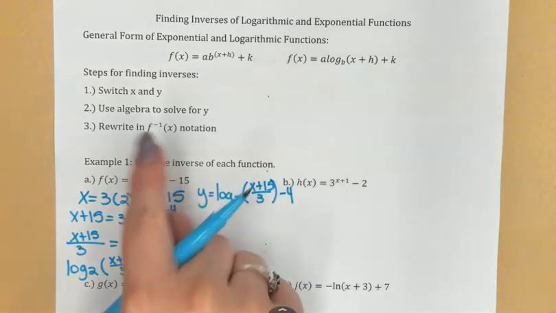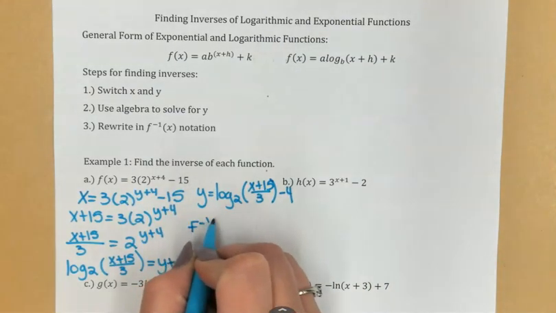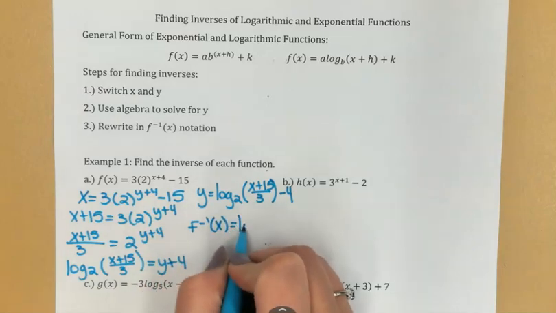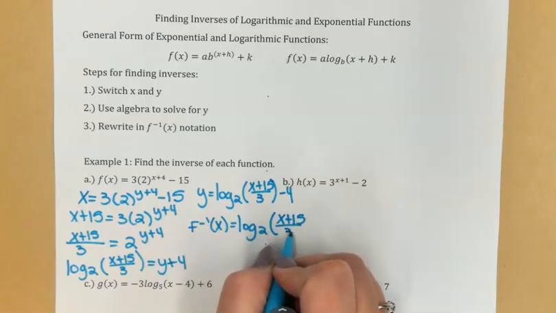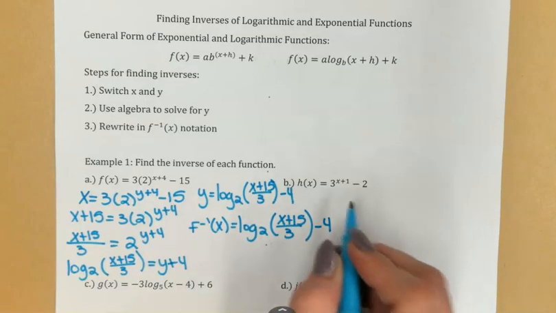And then writing that in our function notation, f to the negative 1 of x is equal to log base 2 of x plus 15 over 3 minus 4.